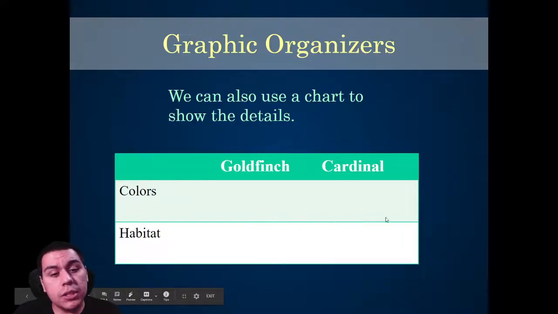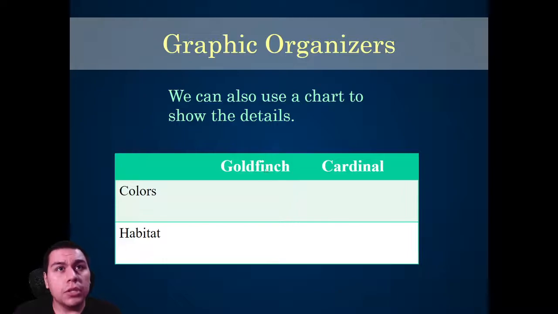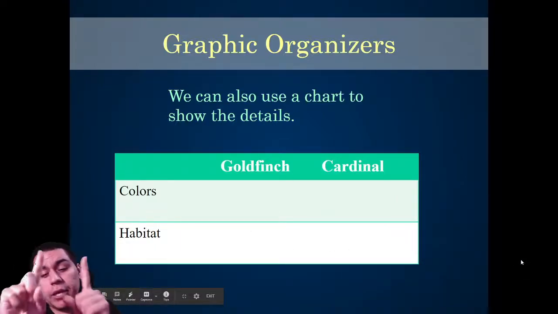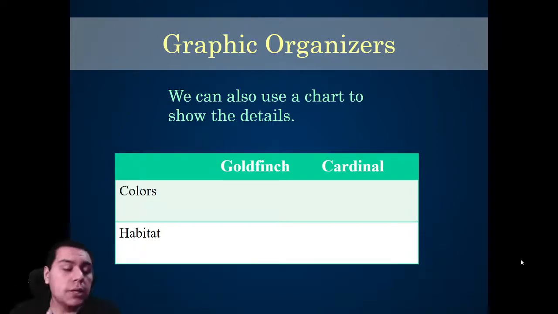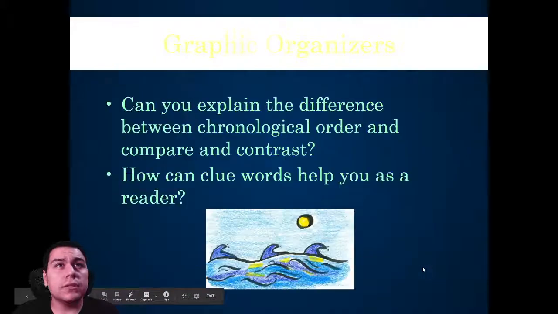We could also use a chart or a table like this. Put the goldfinches on one side, the cardinals on the other, and then we could write down the information for each one. And if the same information is right next to each other, we know it's the same. If it's different, we know that's different.